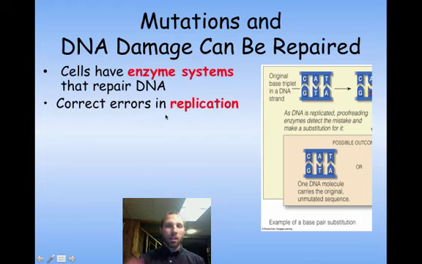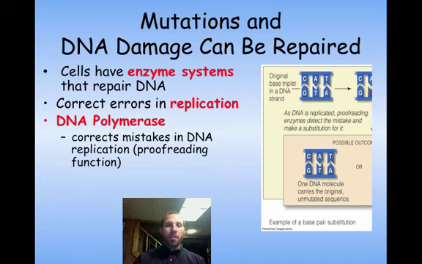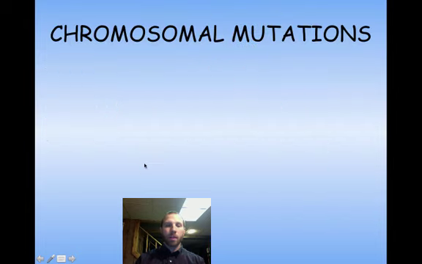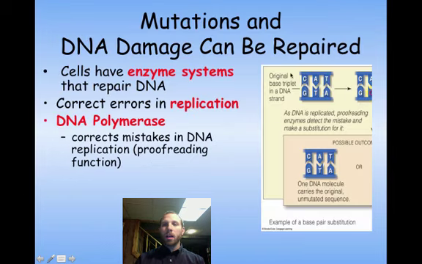DNA replication, S phase of interphase. And again, DNA polymerase is the enzyme that corrects the mistakes in the DNA replication. It has that proofreading function. Go back here a second. So here's our original DNA in our diagram here, CAT, GTA. DNA is replicated, proofreading enzymes detect the mistake and make a substitution for it. So we could have a mistake here and correct that.